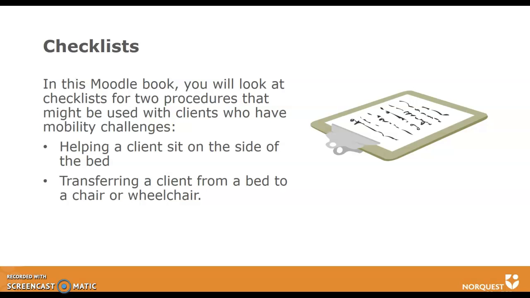In this Moodle book, you will look at checklists for 2 procedures that might be used with clients who have mobility challenges: helping a client sit on the side of the bed, and transferring a client from a bed to a chair or wheelchair.